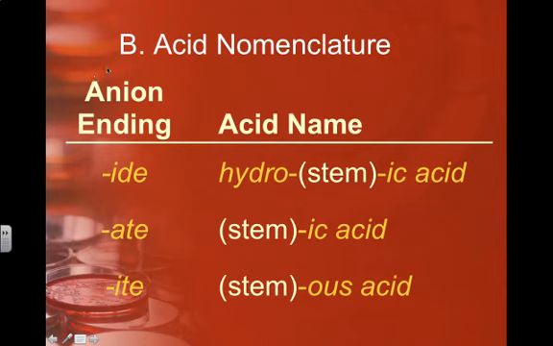Normally your ionic compounds are going to end in ide, ate, or ite. For acids, you're going to change those endings. If it ends in ide, you change the ending to ic acid, and you also give it a prefix of hydro. If it ends in ate, you make it end with ic acid, but no hydro prefix. If it ends in ite, you change that ending to ous acid.